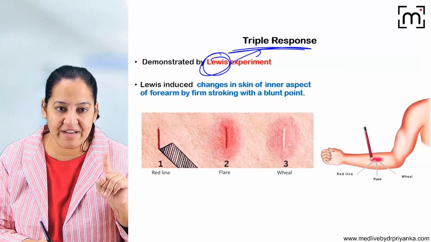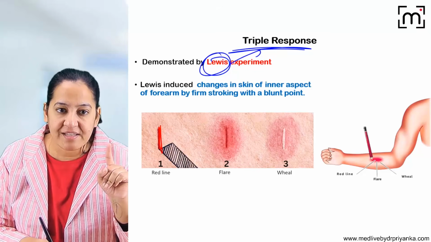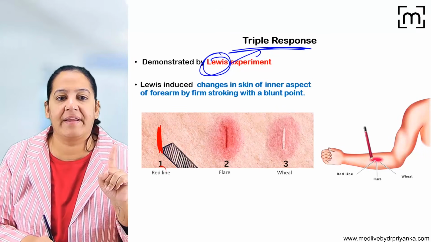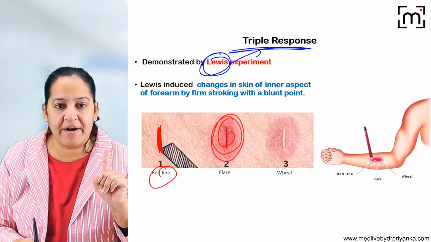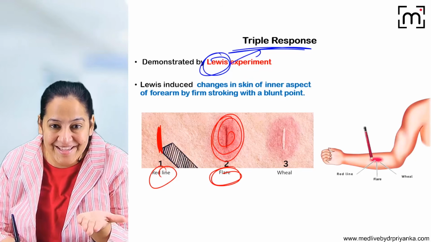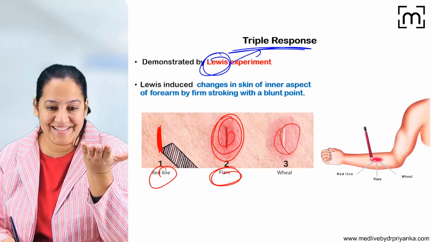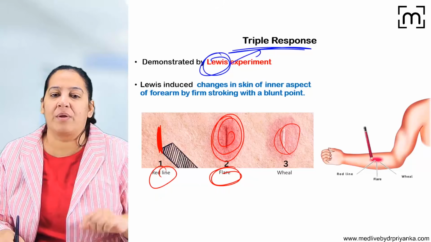First, you can see we are giving a stroke with a blunt object. You see, first the line becomes red. It is known as the red line. Then the area around the line also becomes red. It is known as flare. And then the complete thing swells out. You cannot see it here, but you can feel it. It is known as wheal.